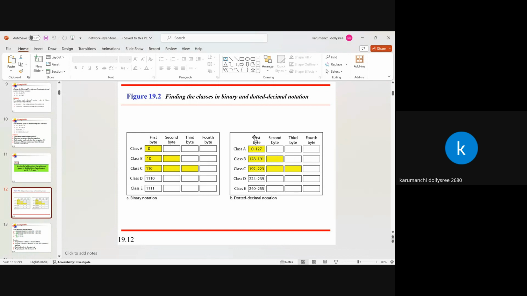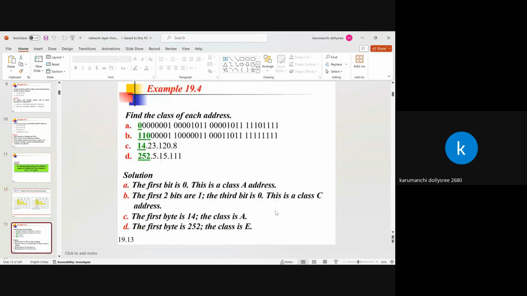You know all the ranges, right? Class A is from 0 to 127, class B is 128 to 191, and class C is 192 to 223, and the range can go up to 255. Under this we have the classes, right? Yes or no? If you see the example here, first they have given the binary values, right?